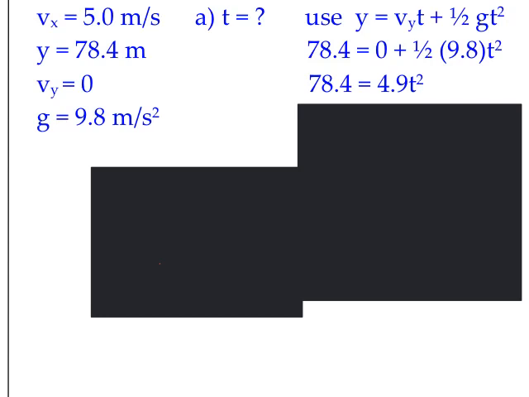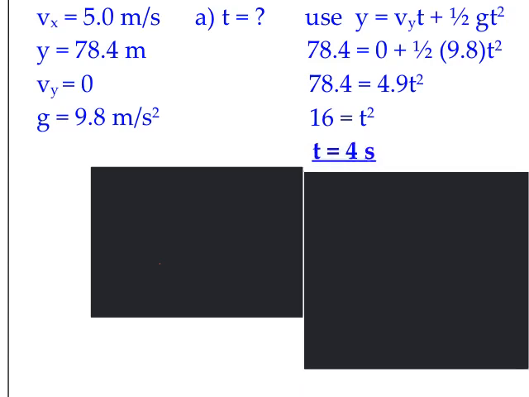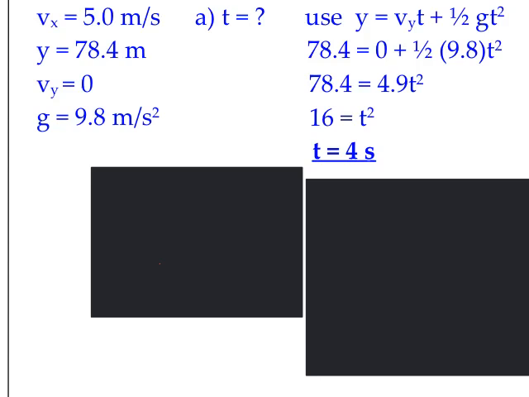So I'm just going to simplify that down for you and show you that you get 16 is equal to t squared, and then at the end, don't forget we're looking for just time, and we take the square root of both sides, and you should get 4 seconds that this object is in the air.